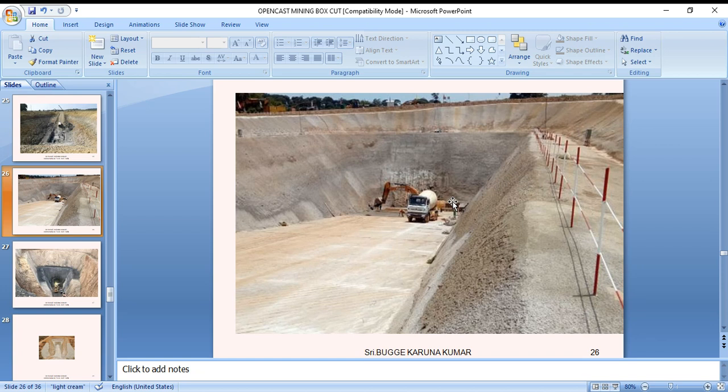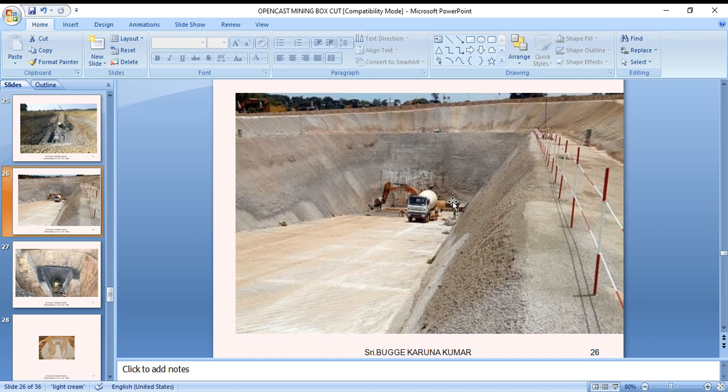A central trench cut is given across the top level for the first bench, or from one side in the same contour level, forming a length of face which will give the required production rate. So automatically, this is the box cut. This is the major technical point discussed here.